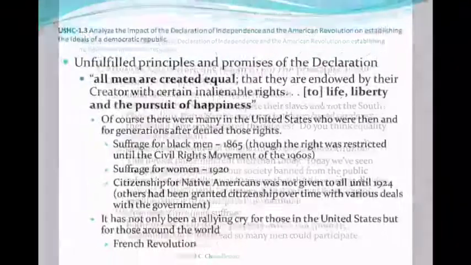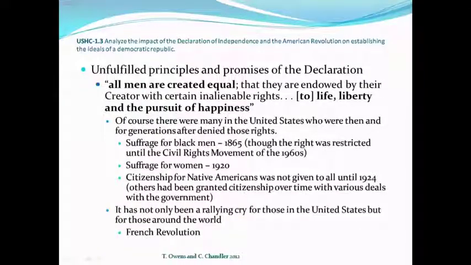So this is a major thing that came about because of the Declaration of Independence and the ideals that were included within it. You cannot help but see the unfulfilled principles and promises of the Declaration, however. For instance, that all men are created equal, that they are endowed by their Creator with certain inalienable rights to life, liberty, and the pursuit of happiness. The problem is a lot of people at the time don't have those rights. If you look at African Americans, you look at women, you look at Native Americans, none of them are really getting those rights to life, liberty, and the pursuit of happiness.